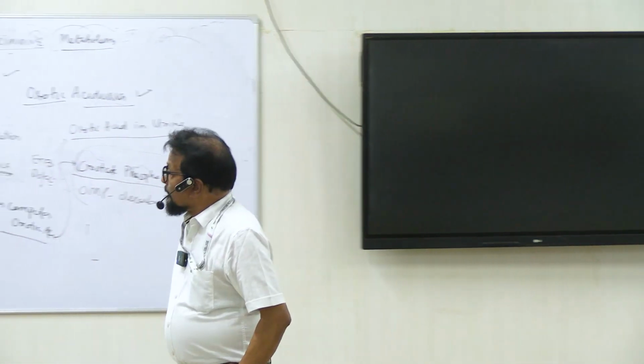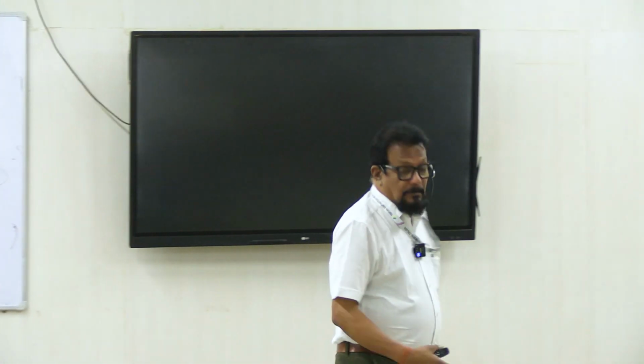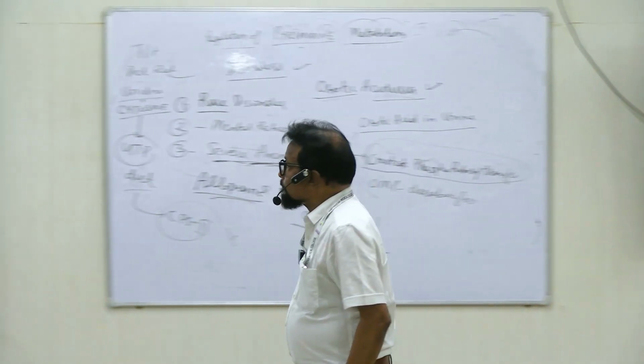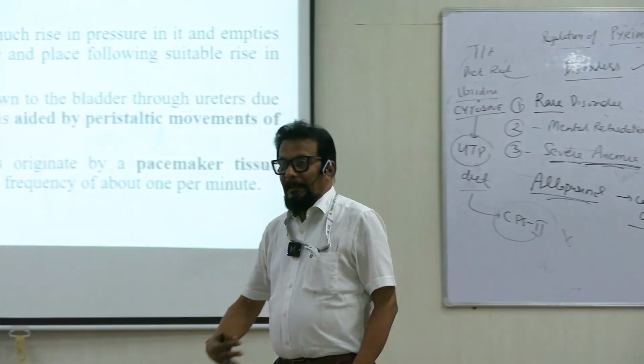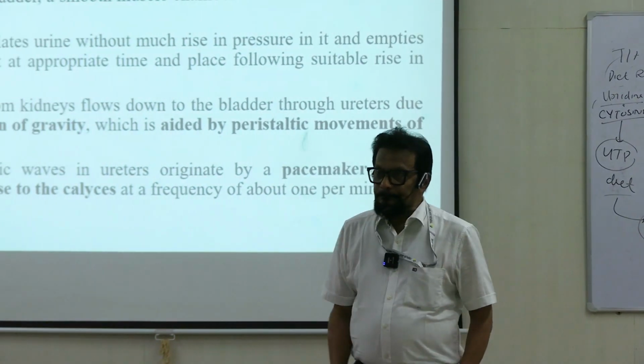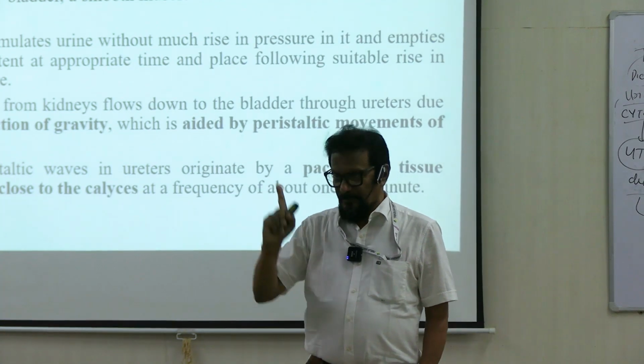Okay. Urinary bladder. This is a sac-like structure, muscular and cylindrical, hollow. It is located in the pelvic cavity. It accumulates urine with concomitant rise in pressure.